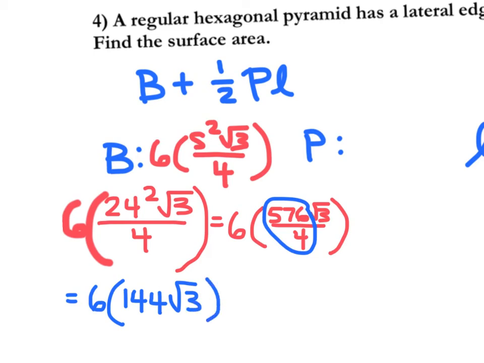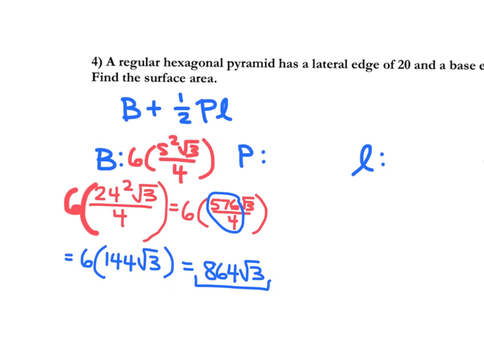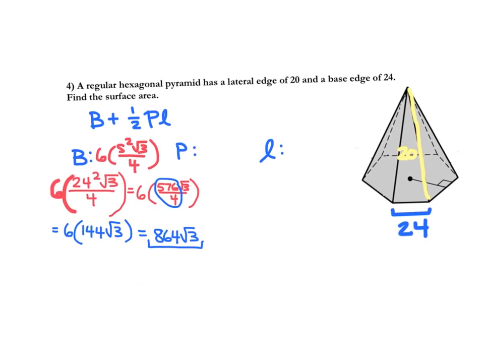All right, so the next thing we want to do is see if we can multiply. Well, we always can multiply. 6 times 144, it's 864 root 3. That's my base. Oh, man, big number. It's all good. Okay, that's the base.